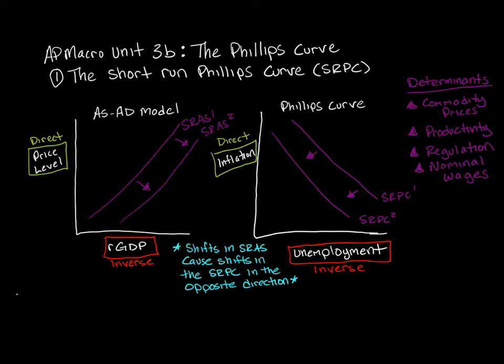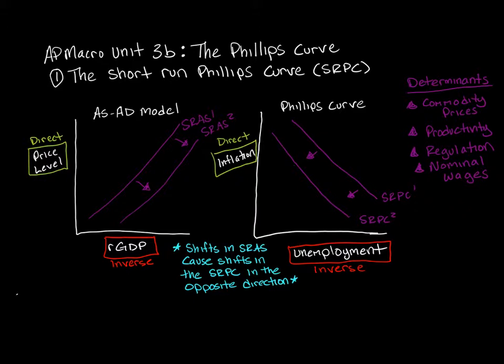So the short-run Phillips curve's determinants are the determinants of short-run aggregate supply, those being changes in commodity prices, changes in overall productivity, changes in the regulatory environment, changes in nominal wages. We could also throw in here changes in inflation rates or anticipated inflation. But long story short, the important thing the students need to leave with is that changes in the short-run aggregate supply curve are reflected opposite on the short-run Phillips curve. So any of these determinants are going to cause a positive short-run supply shock.